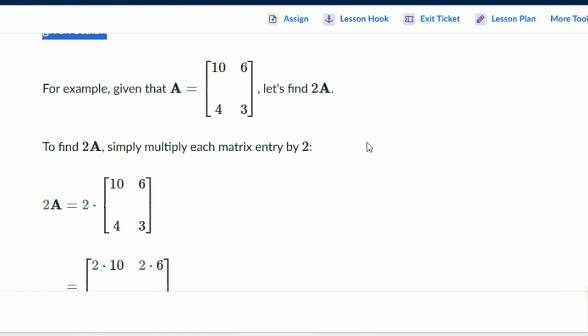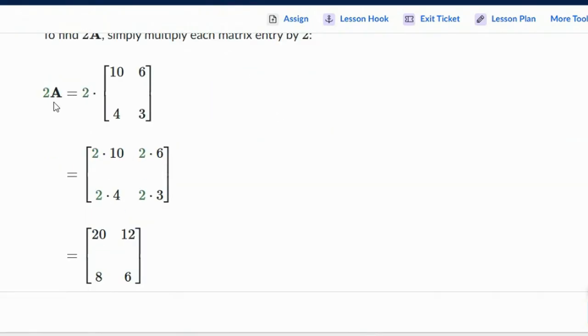For example, we've got matrix A right here, 10, 6, 4, 3, and let's find 2A, which means we're just multiplying 2 times A. So the 10, 6 is multiplied: 2 times 10 and 2 times 6. 4 and 3 is 2 times 4 and 2 times 3. So this 10 and 6 ends up 20 and 12. 4 and 3 ends up 8 and 6. We just simply multiply everything inside the matrix by 2.